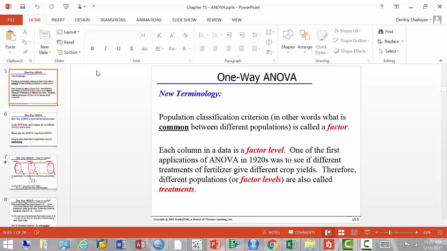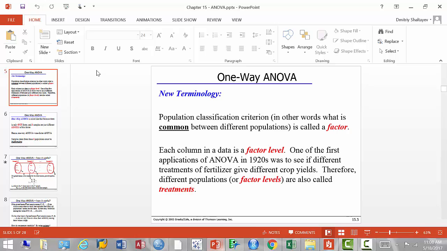K samples will represent actually K levels of this factor, okay? So when we compared one company to another company, we had only 2 levels, right? Supplier 1 and supplier 2, that's it. If you have more than 2, then you have multi-level factor. Sometimes factors are also called treatments.